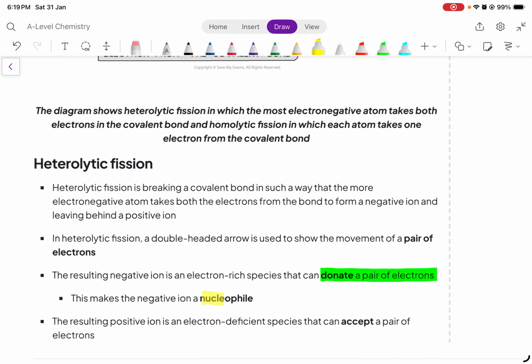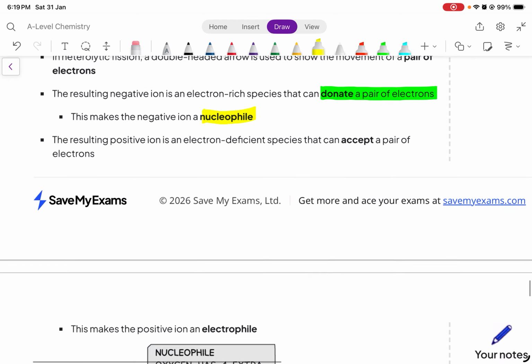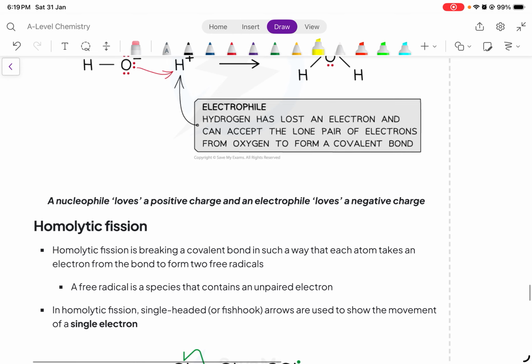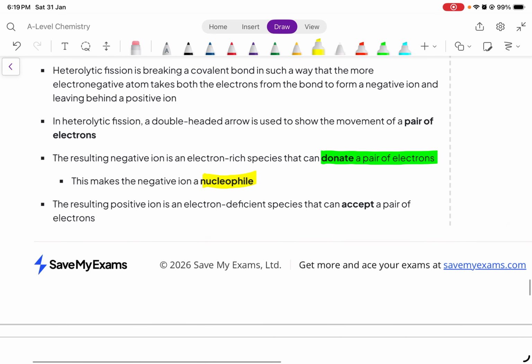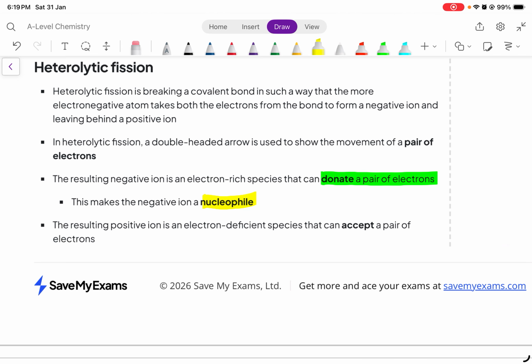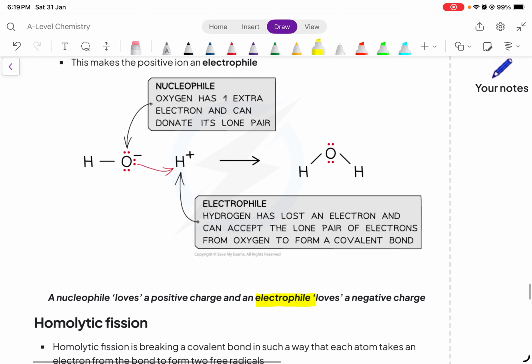is called a nucleophile. You have to know that this is a nucleophile. We also have to learn about the electrophile, which lacks a negative charge. The trick that helps you remember: a nucleophile loves positive charge, and an electrophile loves negative charge, because it wants electrons.